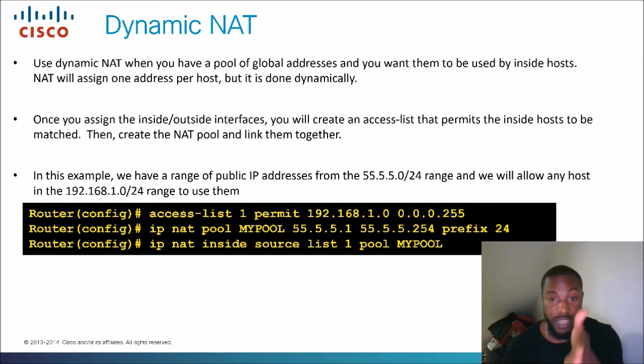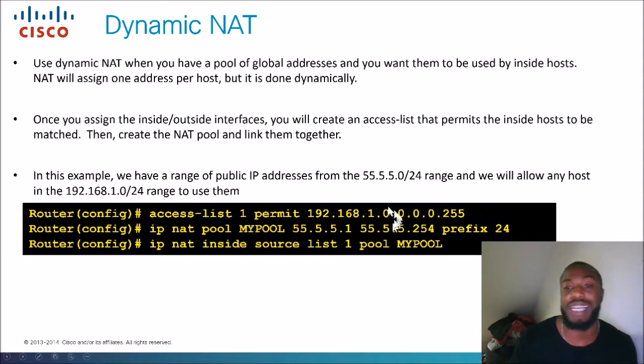In this example, here at the bottom, we have a range of public IP addresses from the 55.5.5.0/24 range. So this range right here is the available addresses that we're going to use. And we will allow any host in the 192.168.1.0/24 range to use them. So here's our access list. We're going to permit anybody in the 192.168.1.0 network, right? That's the wildcard mask. Here's the NAT pool.